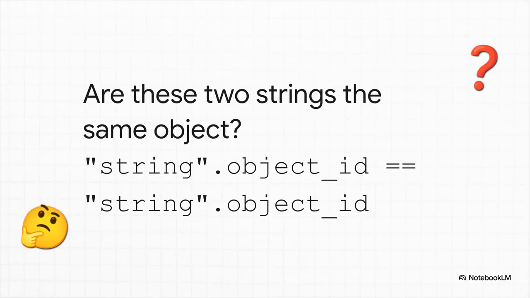Don't just take my word for it, let's prove it with code. See, every object has a unique object ID. It's like its social security number or its memory address. So we're going to ask Ruby a simple question. If I make one string and then I make another identical string, do they have the same object ID? I mean, they look exactly the same to us, so they should, right?